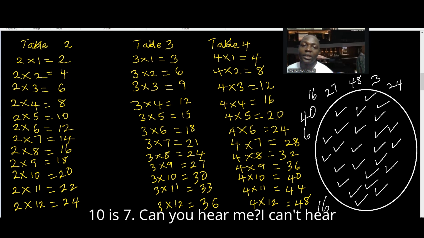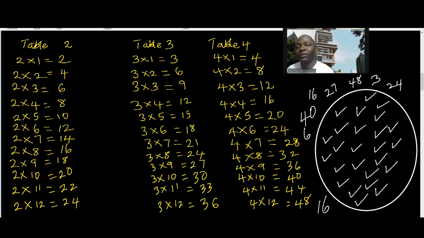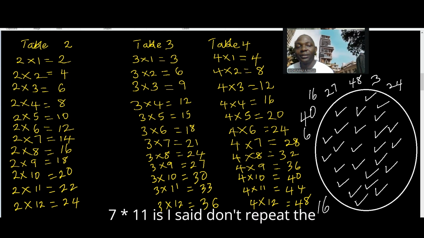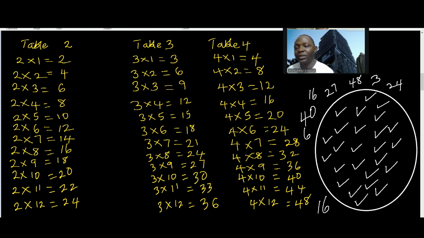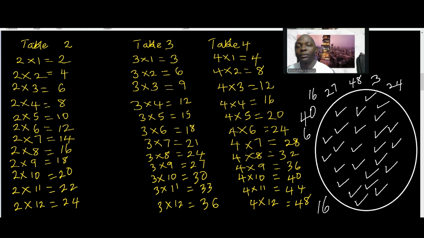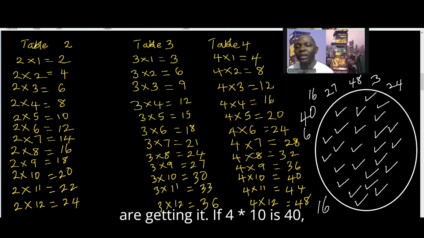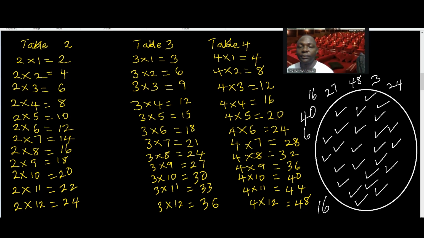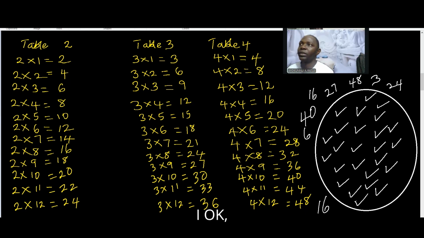If 7 times 10 is 70, what is 7 times 11? I said don't repeat the question. 77. Okay, 77. If 6 times 10 is 60, what is 6 times 11? 66. And that's it. You're getting it. If 4 times 10 is 40, what is 4 times 11? 44.